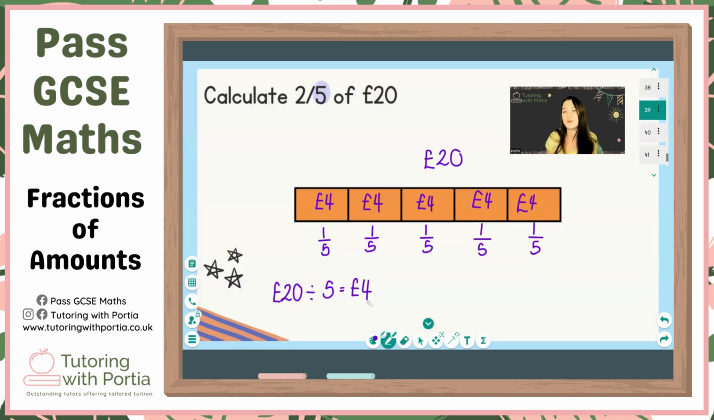But we didn't want to know 1/5, did we? Our question was asking us about 2/5 of an amount. So to calculate 2/5, we need to take that 1/5, that £4, and multiply it by 2. So £4 multiplied by 2 is £8. And there we go. That is using the bar model to work out a fraction of an amount.